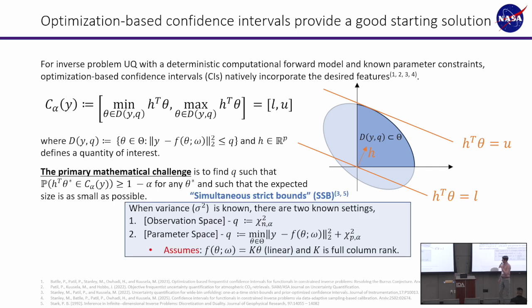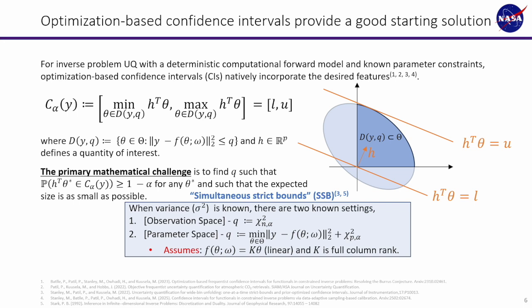Okay, so there are a few known settings that work based on the assumptions that I provided. I'll call these the simultaneous strict bounds. The strict bounds word comes from some work Philip Stark did in the 90s, where he was developing statistical methodologies that, again, respected physical constraints of some geophysical problems he was working on. I'll come back to this if people have questions about it, but kind of the thing you should take away here is if we know the variance, we can use a chi-squared distribution or quantile in certain ways, calibrating either to the observation space or the parameter space.